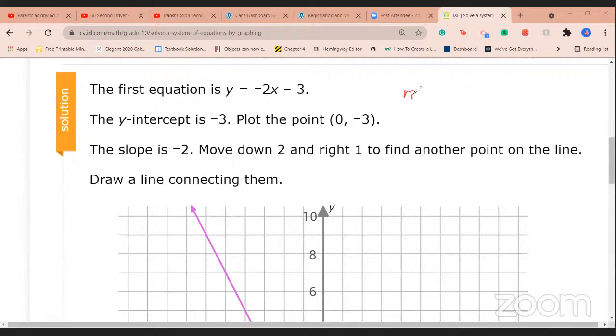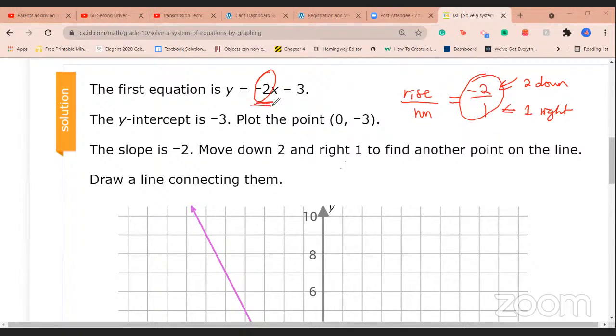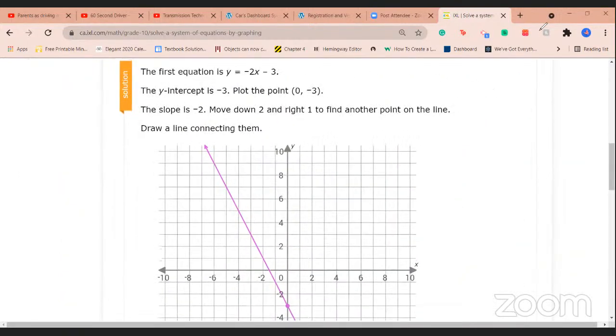Let me change the color. You can also think of it as rise over run, and we know that this negative 2 here is the same as negative 2 over 1. So we're going 2 down because it's negative, and we're going 1 to the right because it's positive. So move down 2, right 1. That would be the slope. Then you're going to draw a line connecting them.